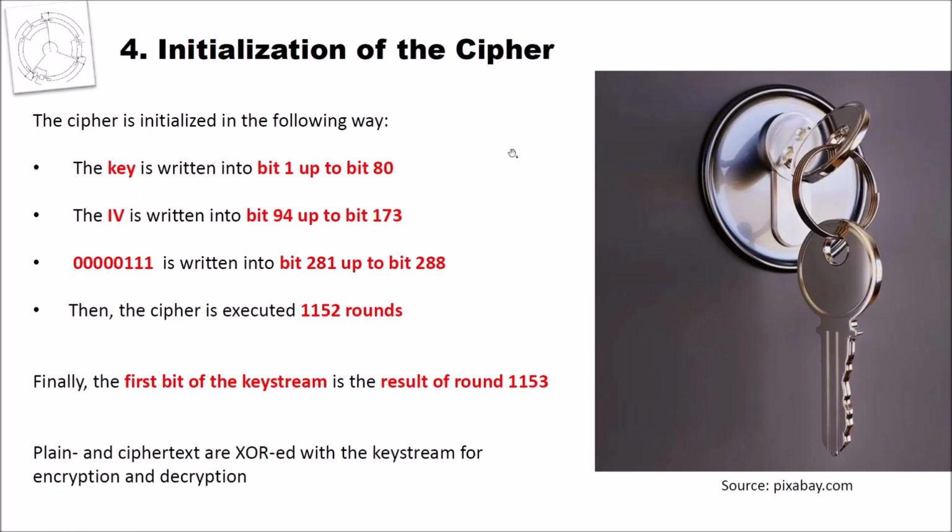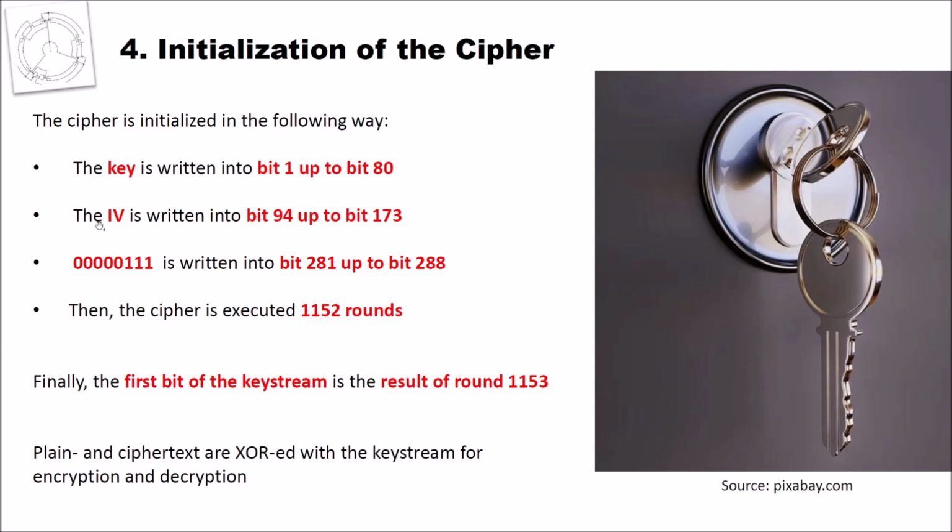Here we have the initialization of the cipher. And the cipher is initialized in the following way. First, the key is written into bit 1 up to bit 80. This is S1 to S80. Then the initialization vector is written into bit 94 up to bit 173, also 80-bit. So the key and the IV both are 80-bit.